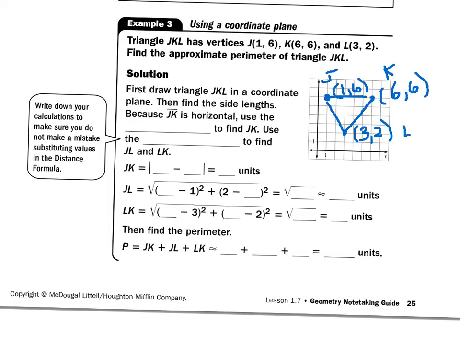Okay, now we need to find the distance of all three. Yes, you will have to use the distance formula at least twice on this. You don't have to use it on JK because it's horizontal. So all we need to do is use the absolute value for that. So that 6 minus the 1 here is 5 units, so it's 5 units long.